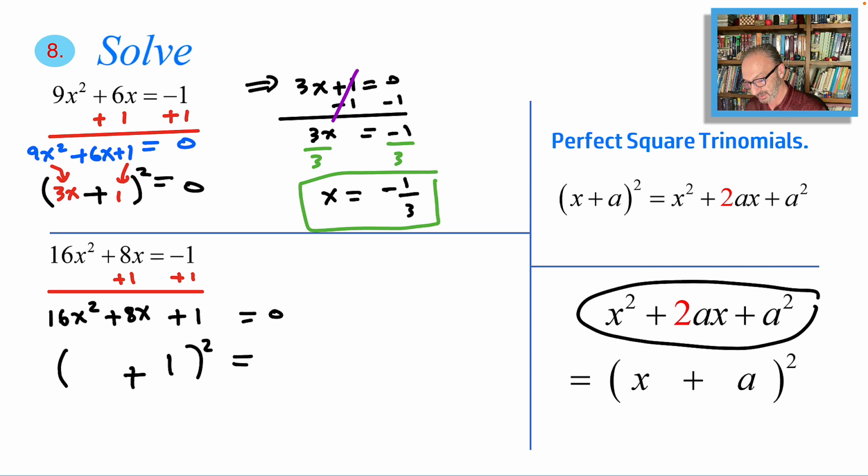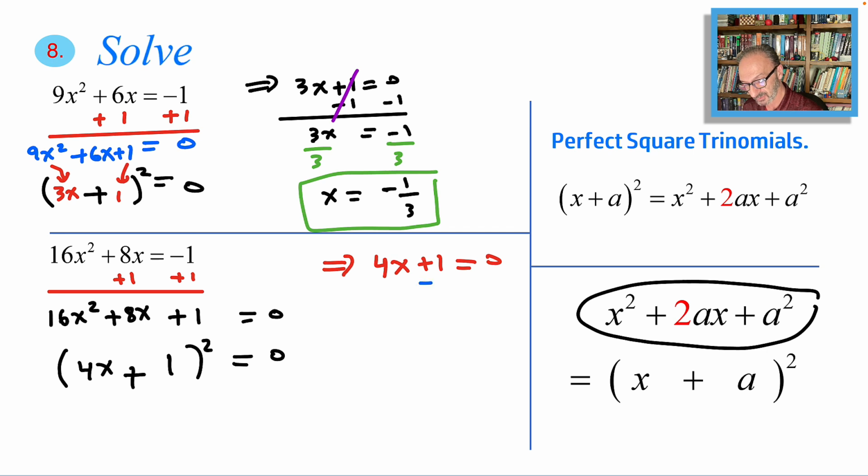1 goes down to 1, and 16x squared goes down to 4x. To double check that we are following the same formula, and it follows that trinomial that we have, we have x and a, multiply them, then double it. x and a, multiply them, that's 4x times 1, which is 4x. Double that amount, times 2, will give me 8x. So we are on the safe side. Therefore, 4x plus 1 should equal 0. That is 0 right here.